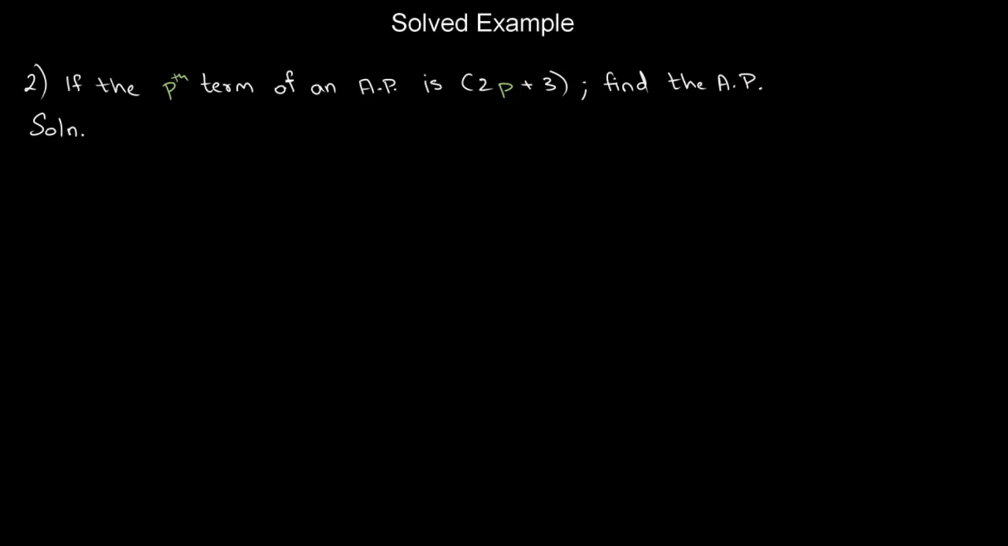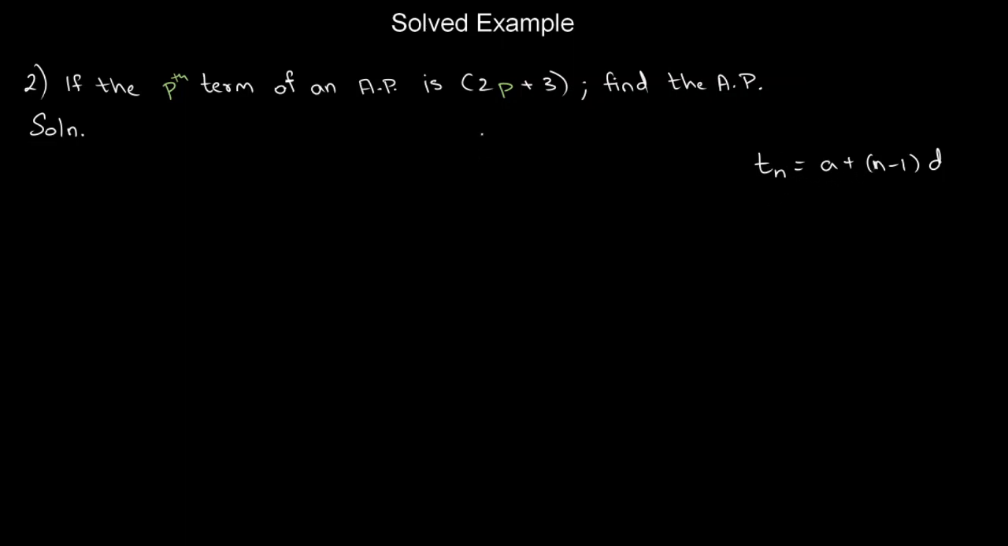If the pth term of an AP is 2p plus 3, find the AP. Now, if you remember, we've already discussed the formula for the general term of an AP: Tn is equal to A plus (n minus 1) into D, where A is the first term, D is the common difference, and n is the nth term, basically the position of the term.